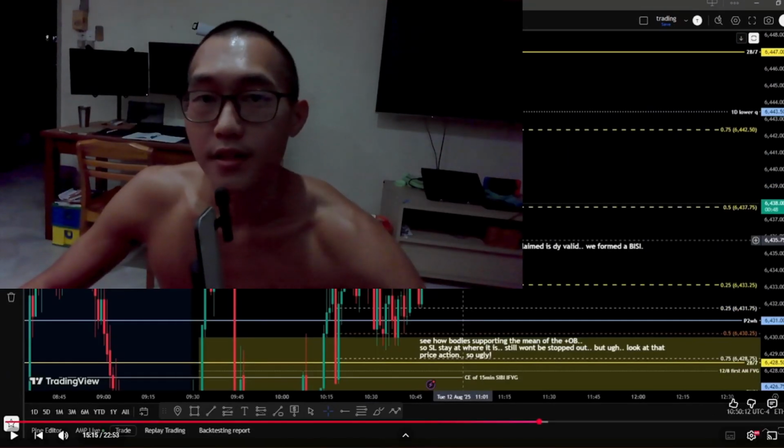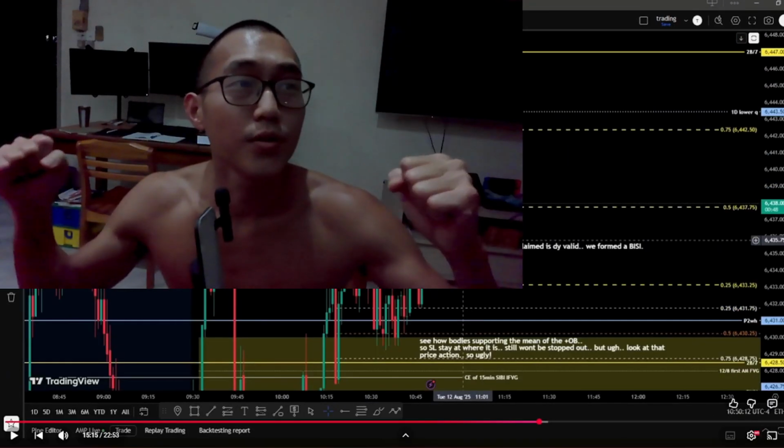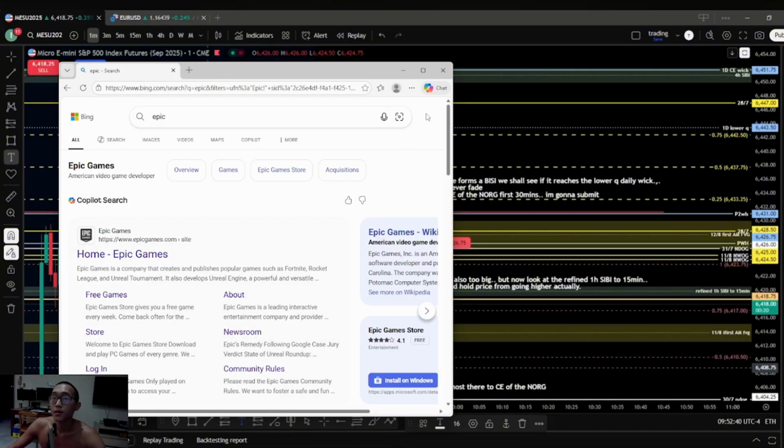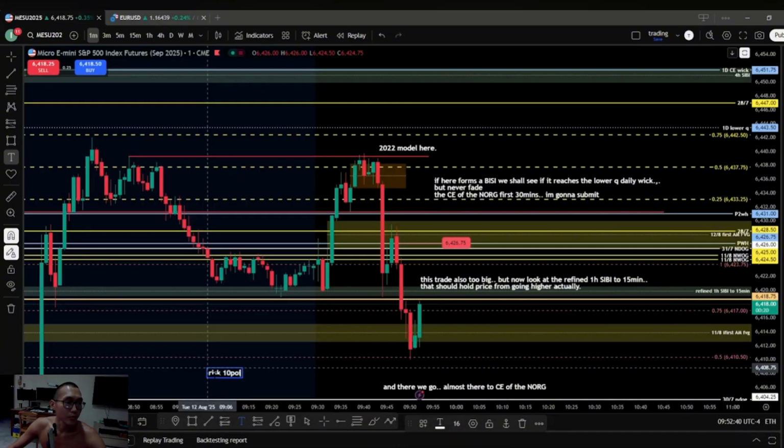Okay guys, let's continue. Yes, right. Bicep here a little bit. And okay, so we can see bicep is roughly here, just a little bit. And then we form another bicep here.